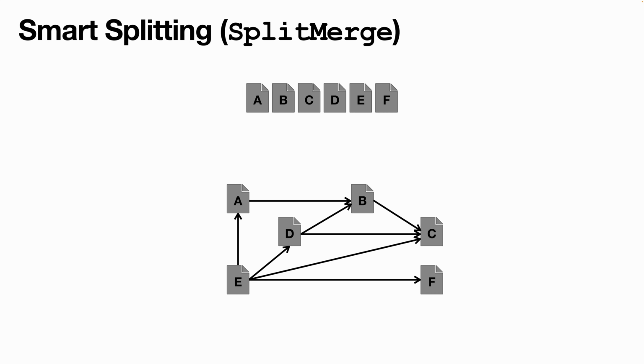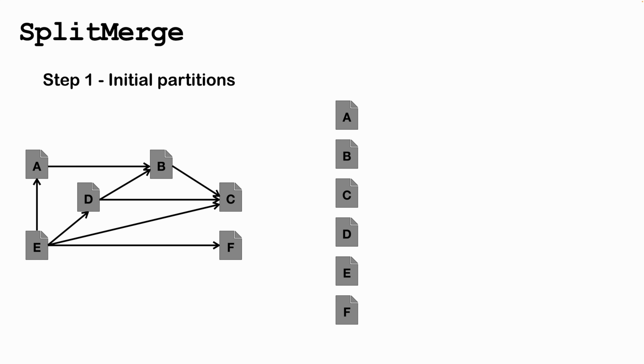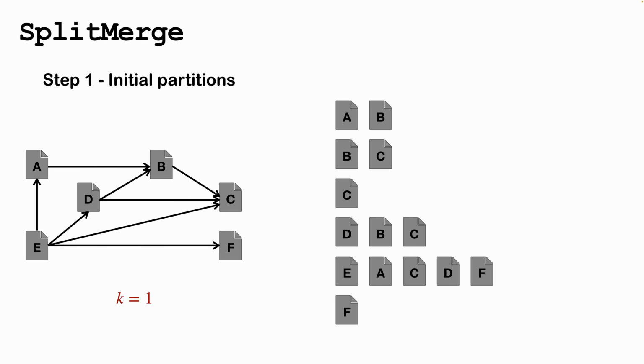Such dependencies can typically be computed statically using tools such as JTabs for Java or Snakefoot for Python. In step 1, a partition is created for each file in the codebase. This partition includes the file itself and its transitive dependencies up to a distance k in the dependency graph. For k equals 1, the initial partition will only include the direct dependencies for each file. For example, A, C, D, and F for file E.